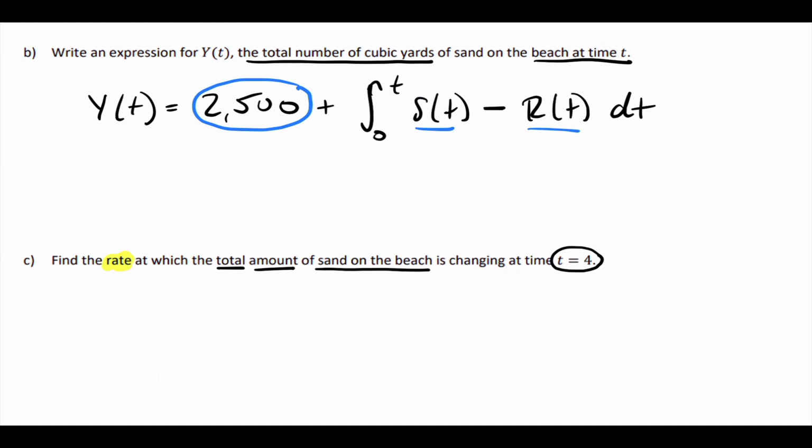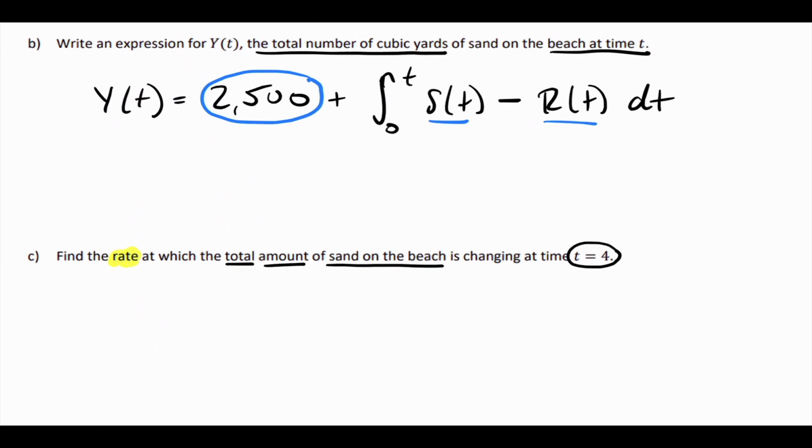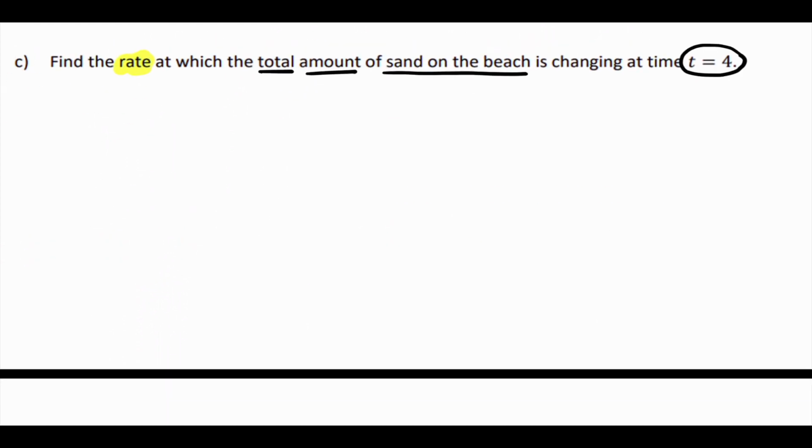So now the question is, C, find the rate at which the total amount of sand on the beach is changing at time 4. Notice how I highlighted things. Why did I underline and highlight those things? Take a look at it. Read it again. Those little words, those little buzz phrases will let you know what to do. Okay? So take a look at it.